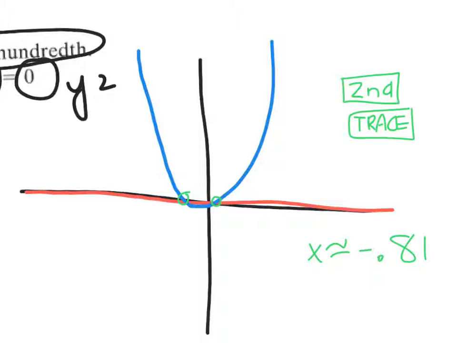And then do the same process again. Second, trace, intersect. And press enter again 3 times. It's because it's crossing twice. So sometimes you have to move in to show that it crosses twice. So it's 0.31. So the other solution is 0.31.